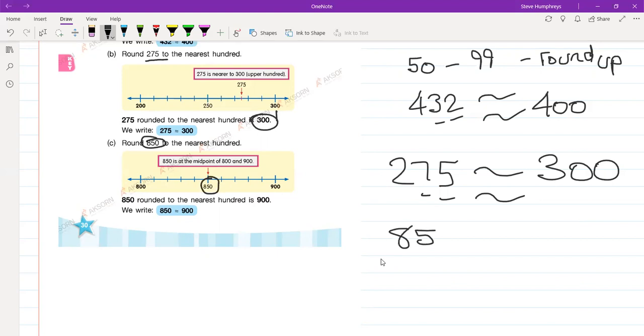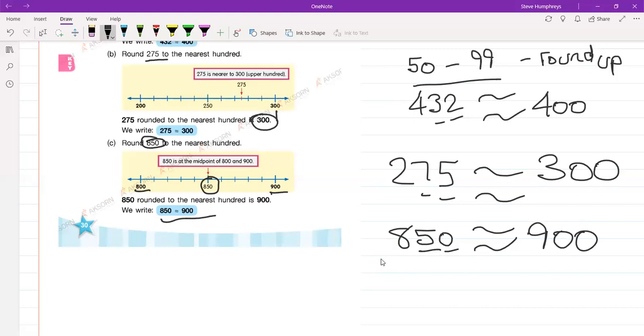And see example, round 850 to the nearest 100. 850 is at the midpoint between 800 and 900. But the last 2 digits, 50, if it's between 50 and 99, you round it up to 900. Okay, there it is there. 850, you round it up to 900.